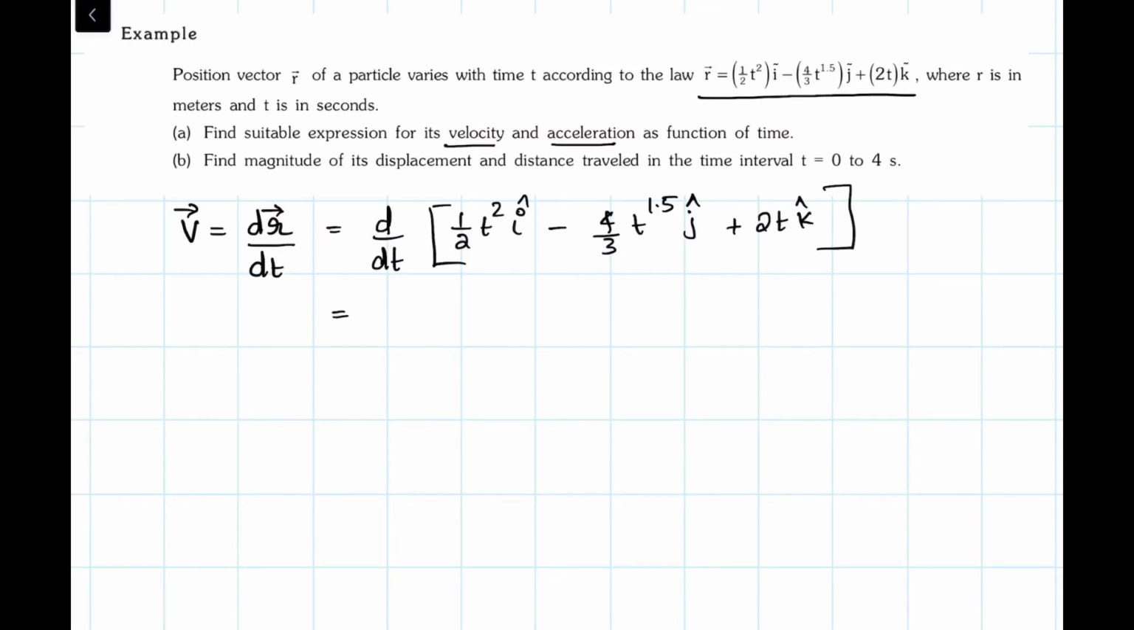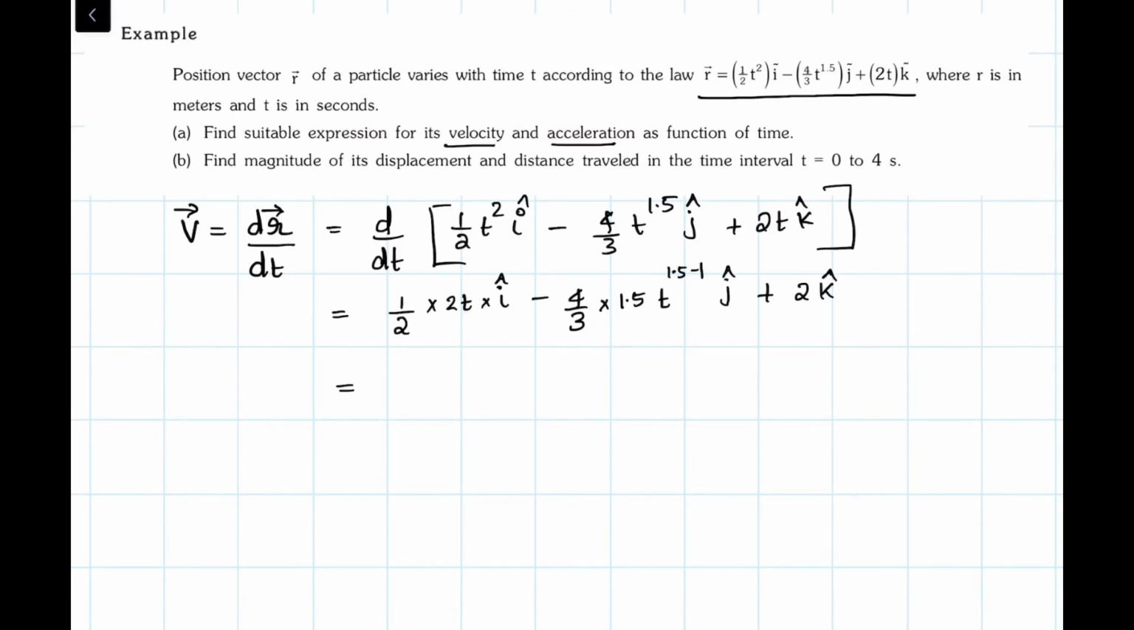What is the derivative of half t square i? You can take the half constant outside. The derivative of t square is 2t, and the remaining term is i cap. Next term, the derivative of minus 4 by 3 t raised to 1.5 j. Once again, constants out, so minus 4 by 3 is out. The derivative of t power 1.5 is 1.5 times t raised to 1.5 minus 1 times j cap, plus the derivative of 2t k cap, which is 2k cap.